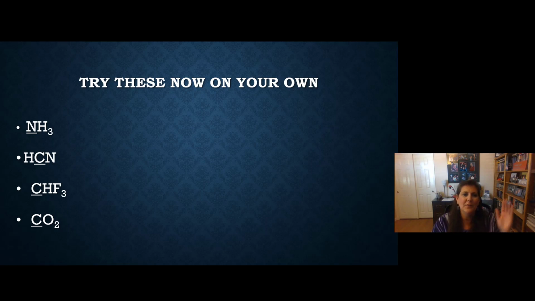Hello, Chem 130 students. You should have just watched some videos of my hands drawing some Lewis dot structures for you. So now that you've seen several, I want you to practice some on your own. I want you to try to do Lewis dot structures for NH3, HCN, CHF3, and CO2 with the center atom being underlined. So hit pause.